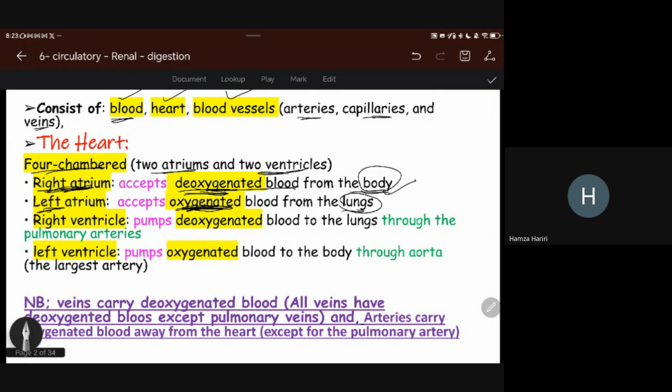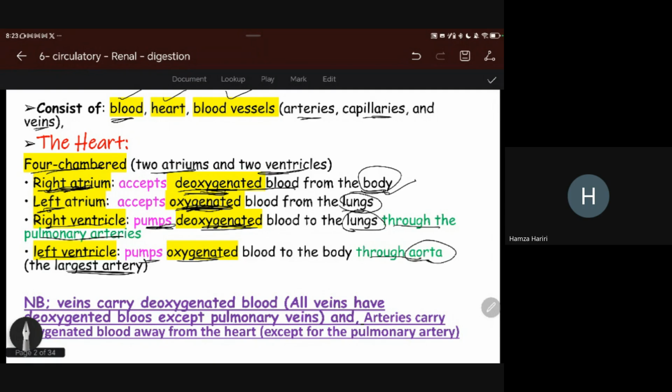And we already said that deoxygenated blood is blood that carries a lot of carbon dioxide and very, very low amount of oxygen. And the oxygenated blood is the blood that carries a huge amount of oxygen within it. We have the right ventricle, which pumps out the deoxygenated blood to the lungs. Okay, through what? Through pulmonary arteries. And we have the left ventricle, which pumps oxygenated blood through what? Through the aorta. And a specification of the aorta is that it is the largest artery.